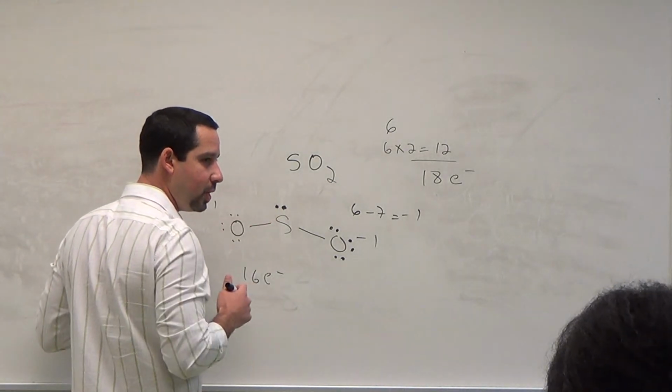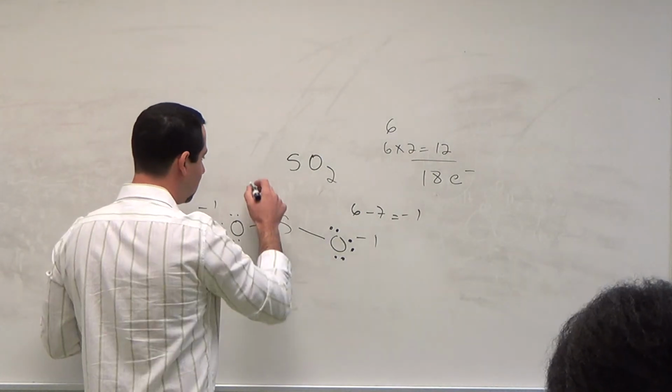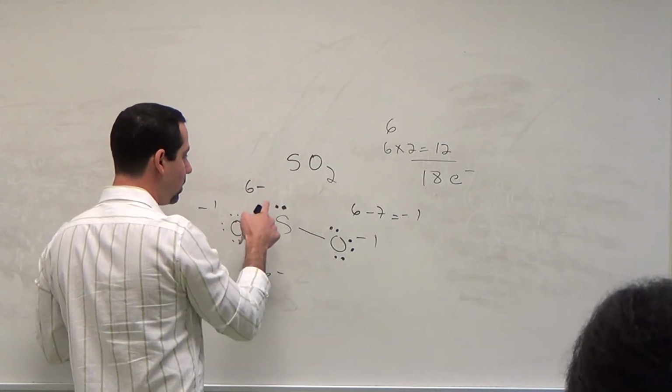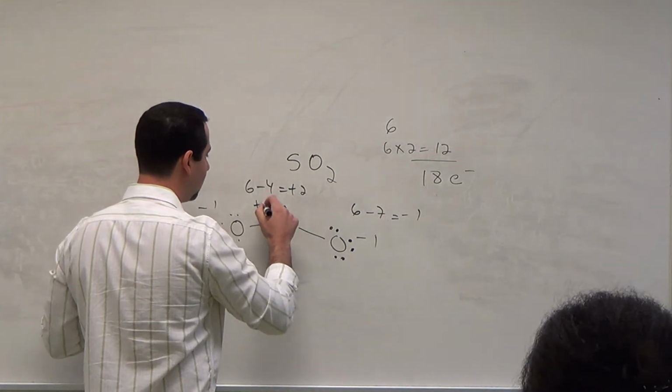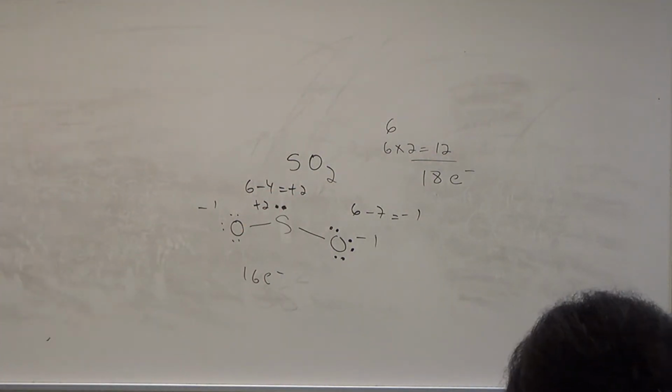And the sulfur in the middle is 6 minus 4, plus 2. So it's plus 2. Now write this down.